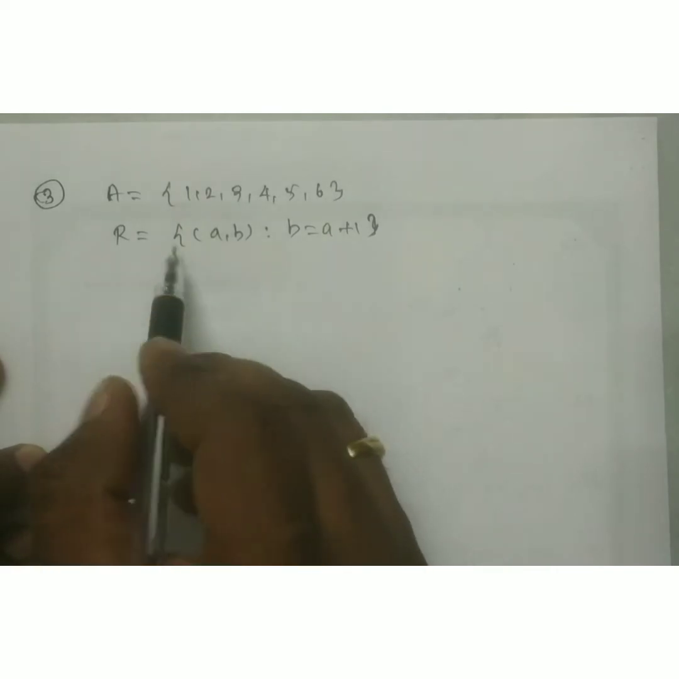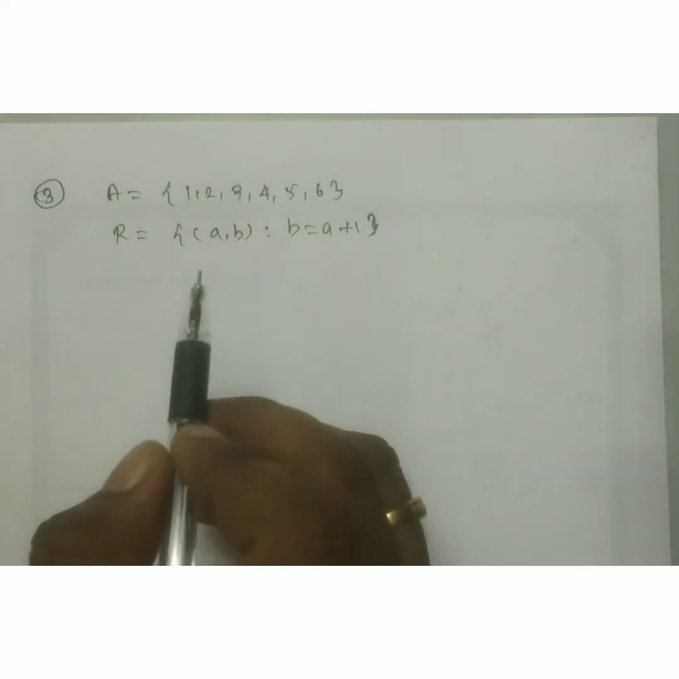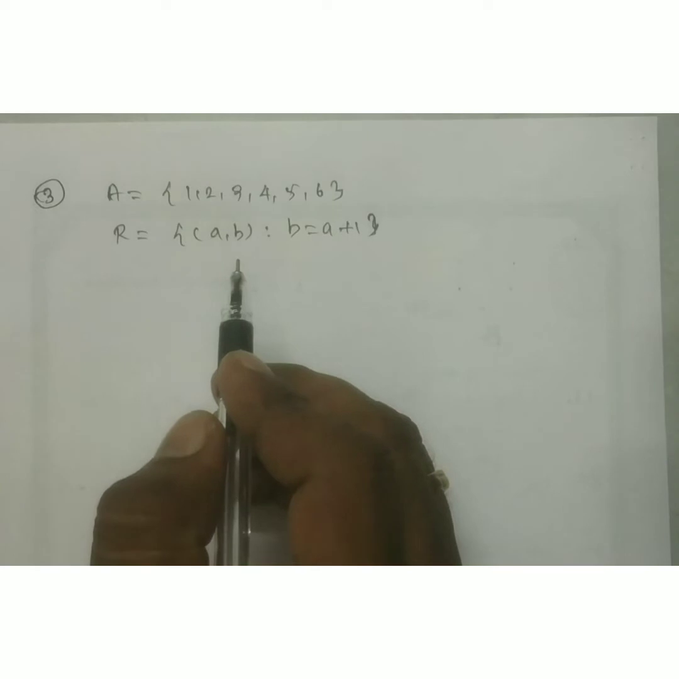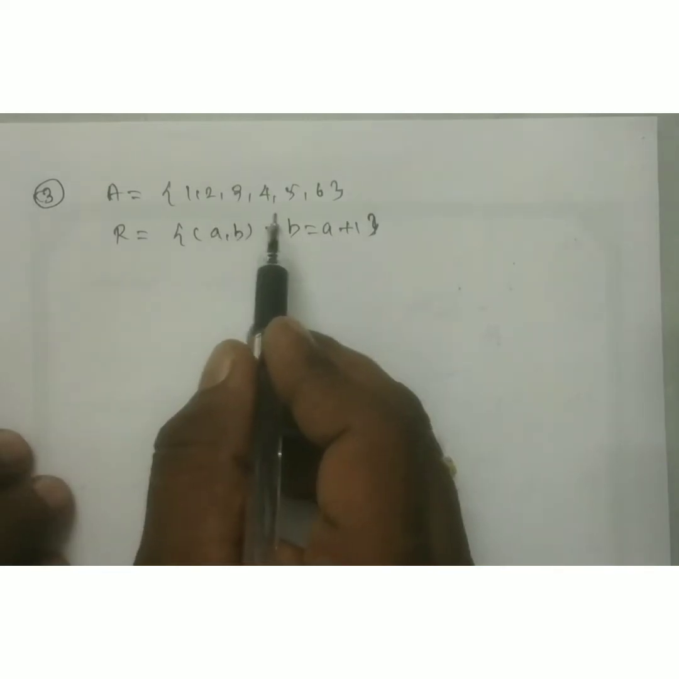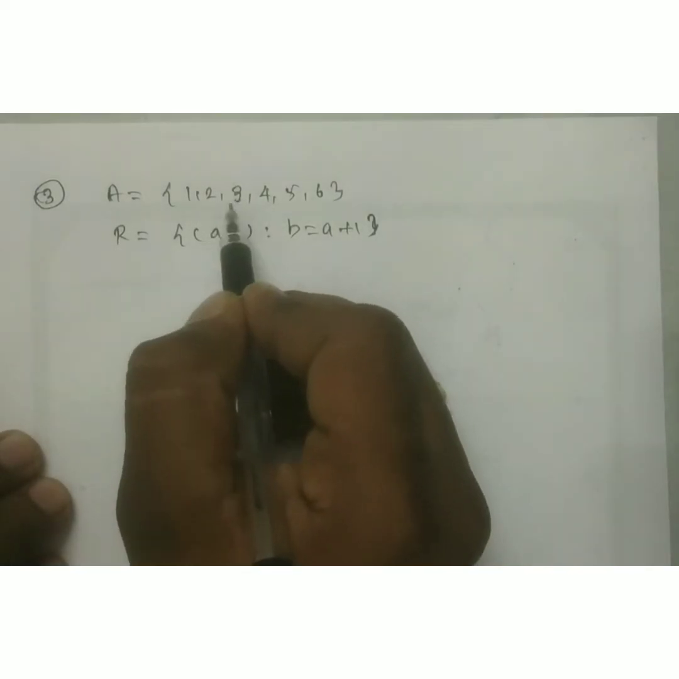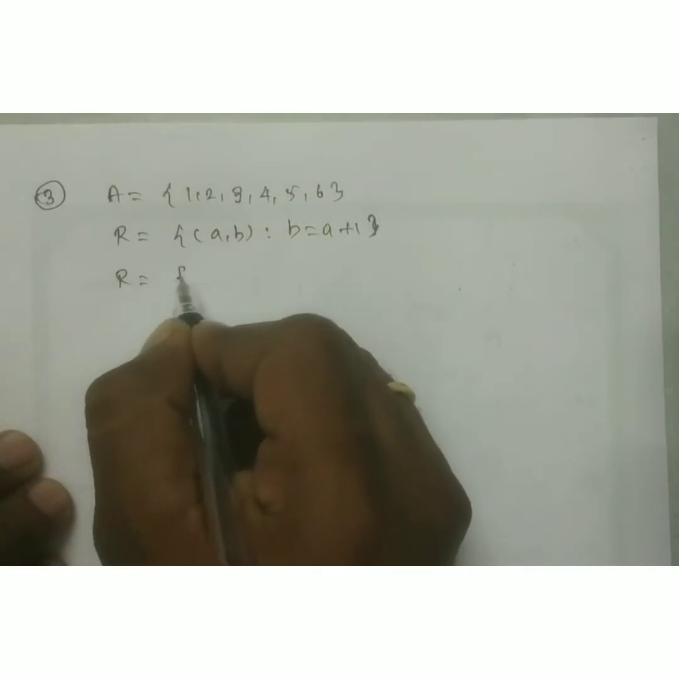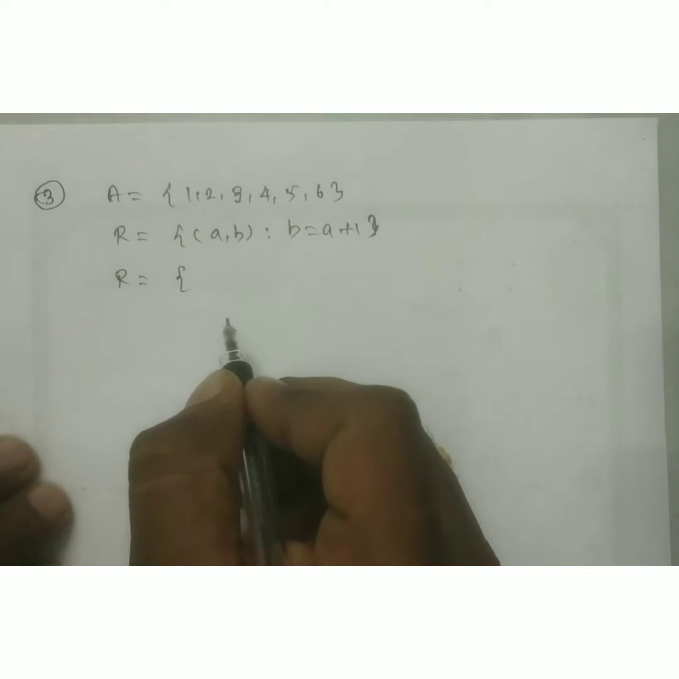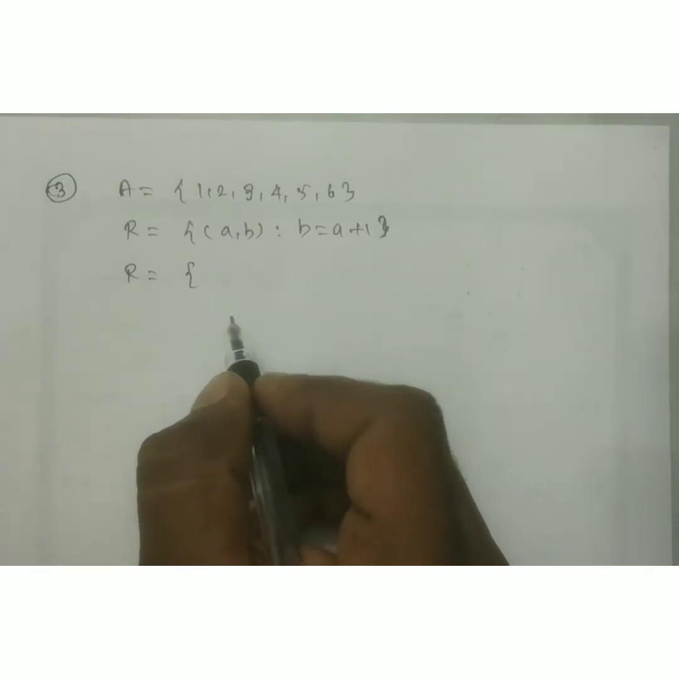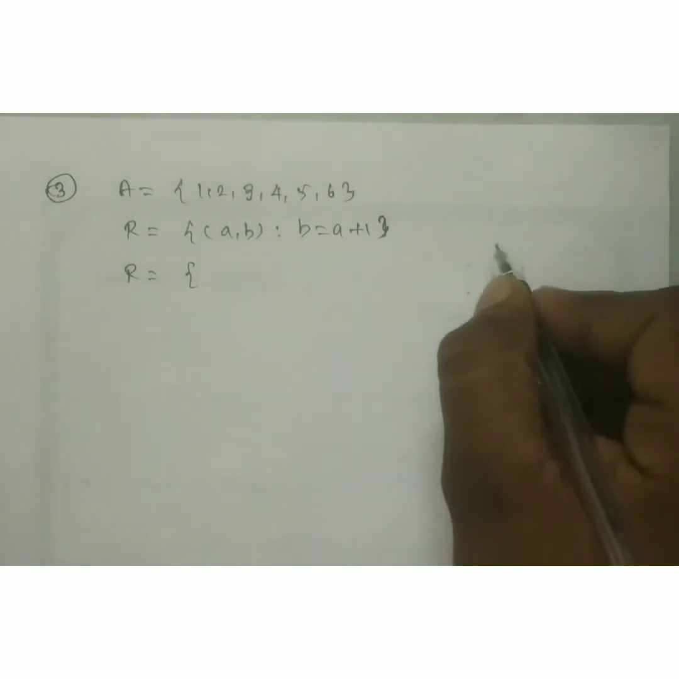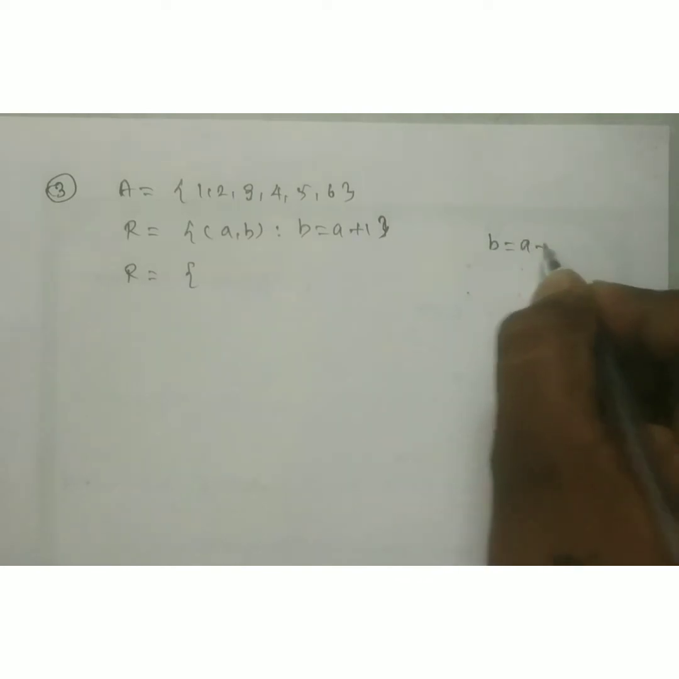The set A has a finite number of elements, and the number is very small, just 6. So we can easily construct the roster form of the relation. How to construct the roster form? We take the given relation b = a + 1.